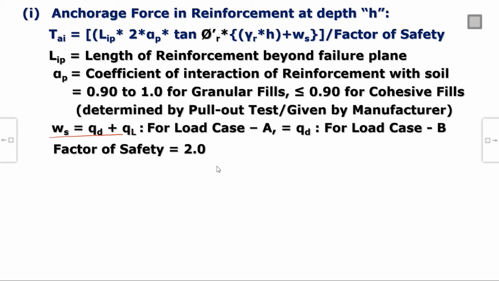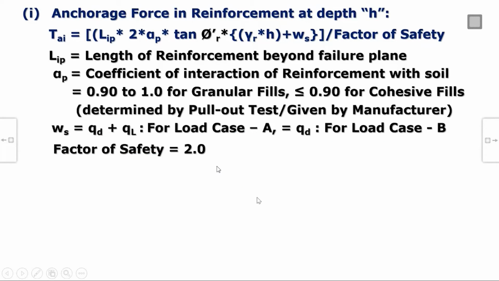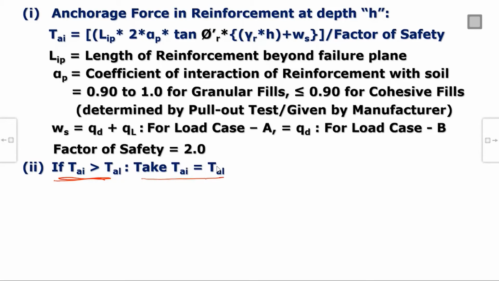WS will be QD plus QL for load case A and will be equal to only QD for load case B, and the factor of safety here overall we take as 2 as per code. So using this formula, first you have found the mobilizing force, and this is the resisting force. In some reinforcement, if your anchorage force is coming more than the allowable force, then you will not take more than allowable, you will take equal to allowable, because your reinforcement cannot take more than the allowable load.